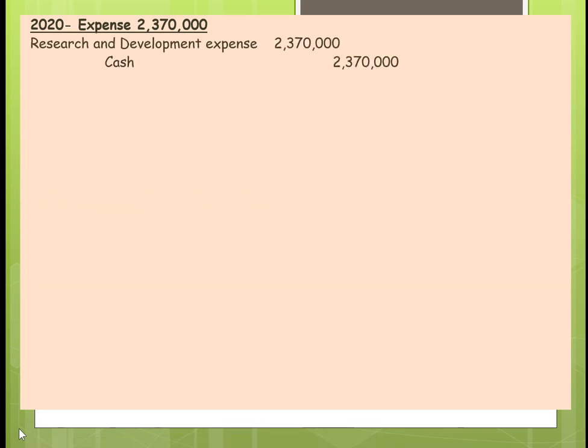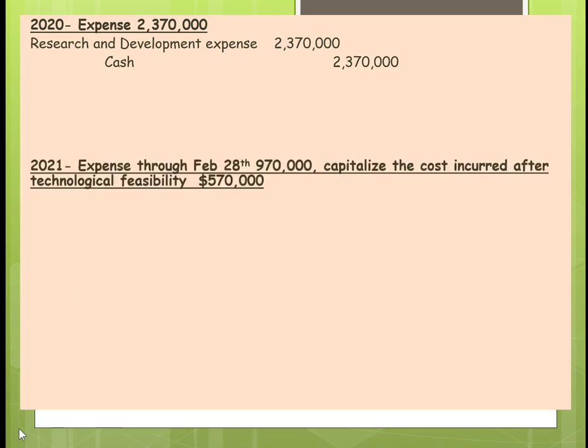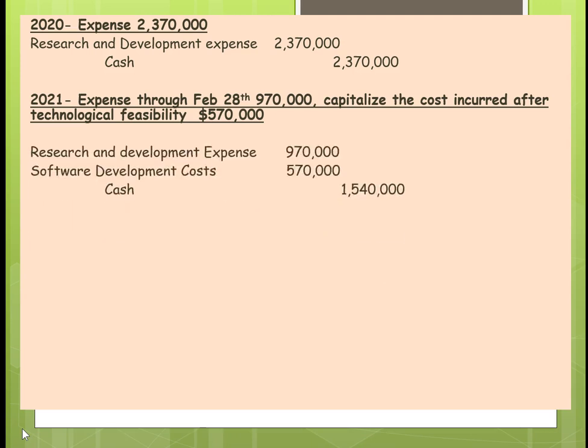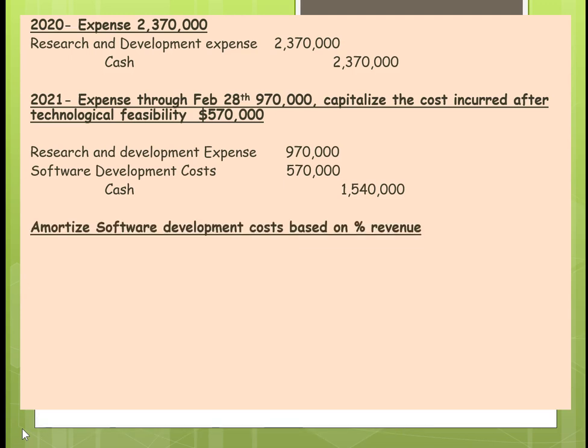So again, we would expense all of the costs in 2020 because we had not reached technological feasibility. However, in 2021, we would expense the $970,000 because that was before technological feasibility, and we would capitalize the cost incurred after, which is the $570,000. Now we have software development costs. These would be an intangible asset, and now we have to amortize them, and we have two different methods.